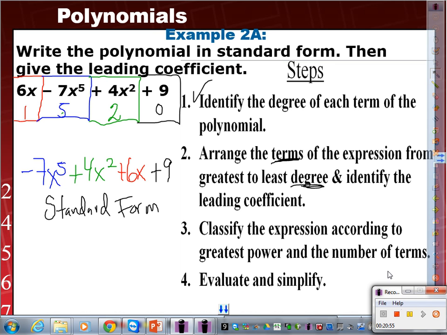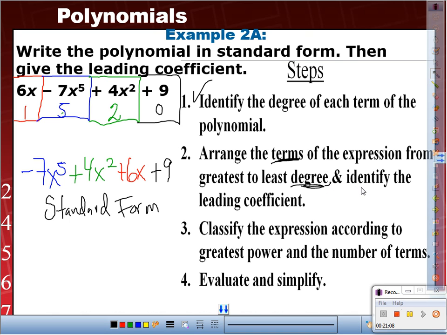Okay, here we go. So check this out. Did we do the first step? Identify the degree of each term? Yes. Step 2, arrange the terms of the expression from greatest to least degree. Did we do up to right here? Yes. But look at the last part of this step 2. Identify the leading coefficient. Watch. This is how you do that.